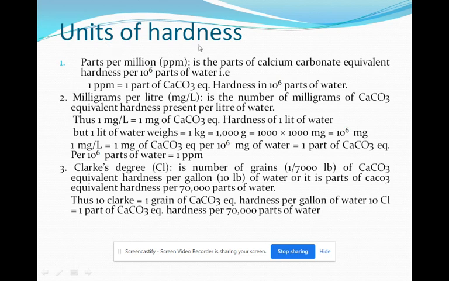Now there are different units of hardness. The first is parts per million. One million stands for 10 raised to the power 6 parts.